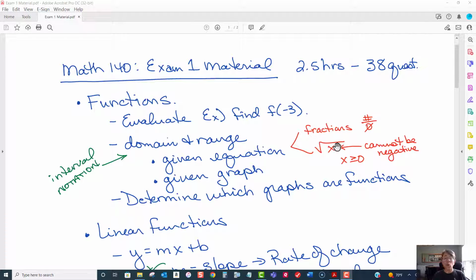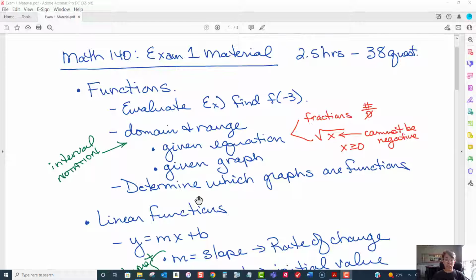If we have a square root, remember, we can take a square root as long as it's 0, because the square root of 0 is 0, or positive. So as long as whatever is underneath, whatever your radicand is, it has to be greater than or equal to 0. And so you can solve for your x, that will be your domain.